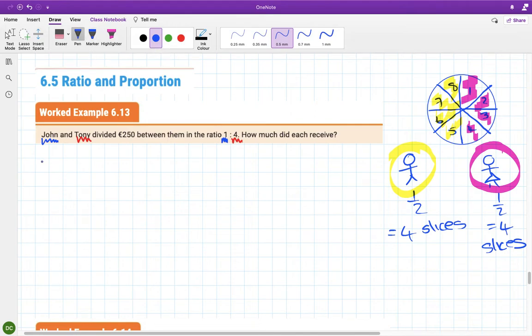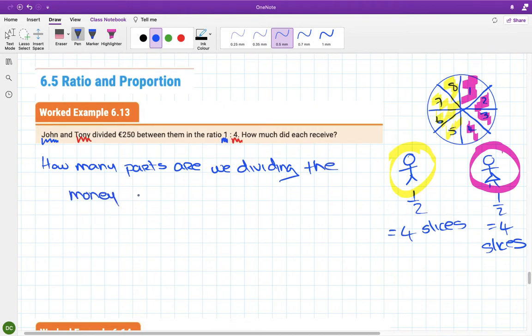So when you're doing these questions, the first thing you have to work out is how many parts are we dividing the money into. It doesn't have to be money, it could be anything. How many parts are we dividing the pizza into? How many parts are we dividing the dinner into? It doesn't matter. So if John is going to get 1 part and Tony's going to get 4 parts, then in total we have 5 parts or pieces or whatever you want to call it. Is that okay? So we're going to divide it up into 5 parts.